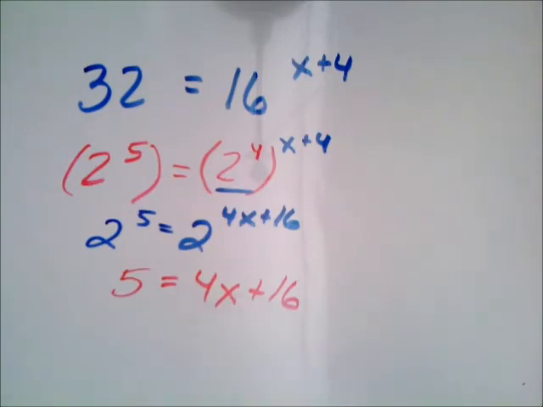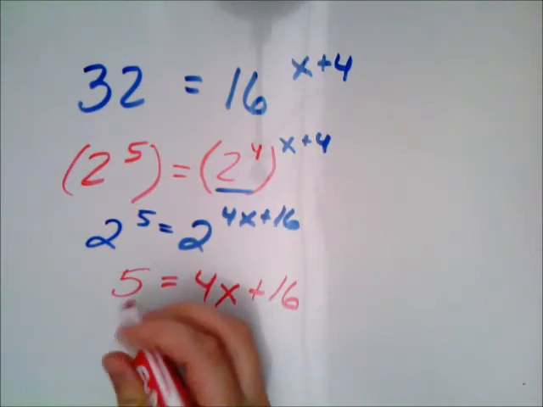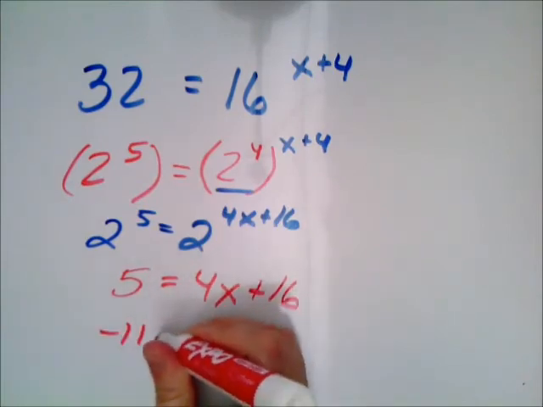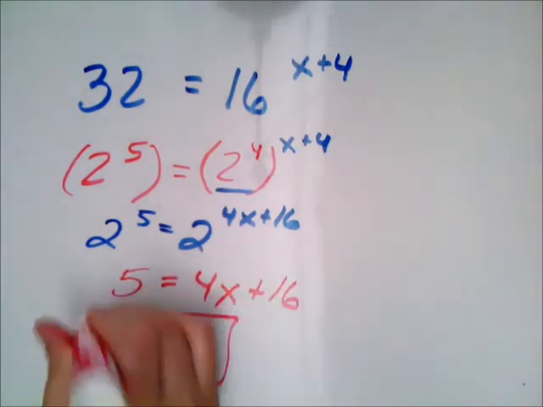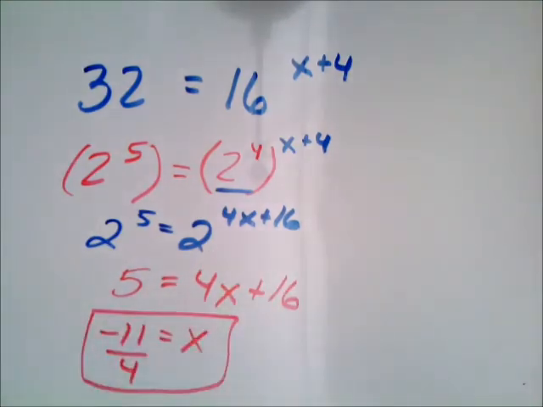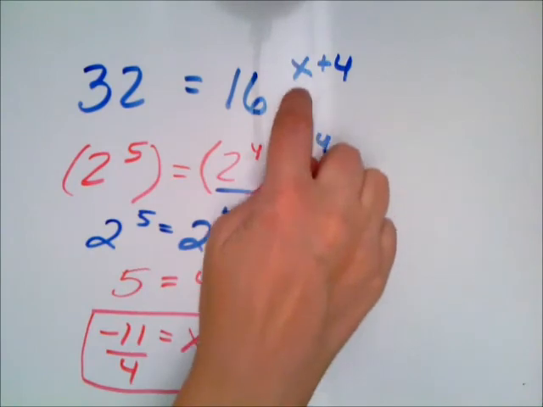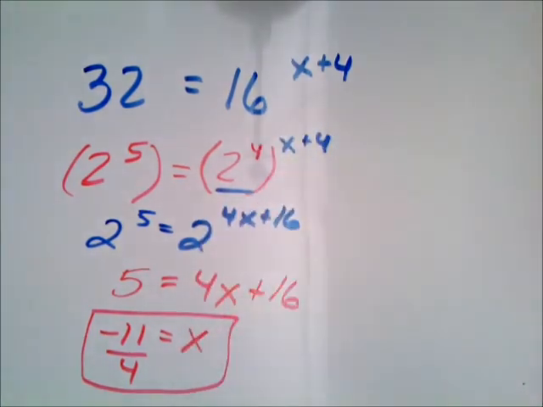So subtract 16 from both sides, you get negative 11. And then divide by 4 to get x by itself, so it looks like x equals negative 11 over 4. And then you can put back in, and even if you just do it in your calculator, 16 to the negative 11 over 4 plus 4 as the exponent, and hit enter, see if it actually gives you 32. So check and make sure it works at the end.